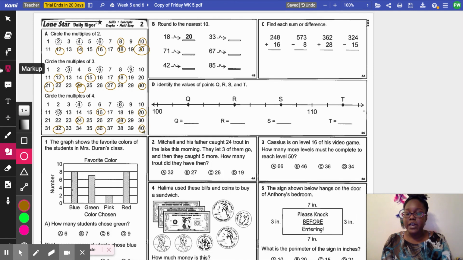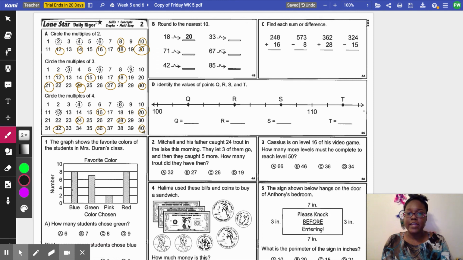Moving on to letter B, round to the nearest 10. So we know we underline the digit in the tens place and circle the number next door. When we round, if it's 0, 1, 2, 3, 4 that we have circled, it stays the same. If it is 5, 6, 7, 8, or 9 that we have circled, it rounds up to the next 10. So this is going to stay at 30.